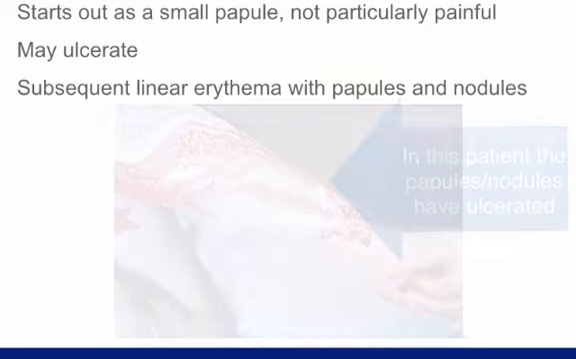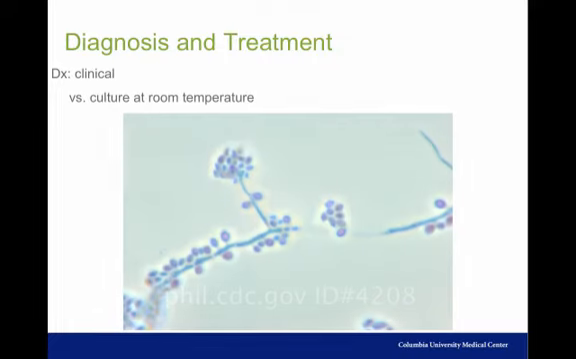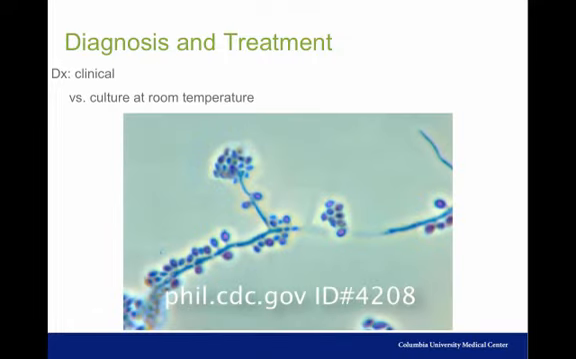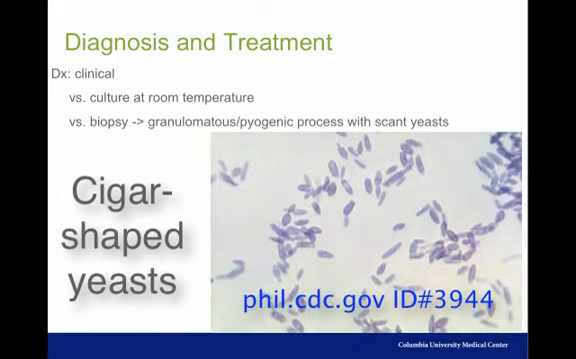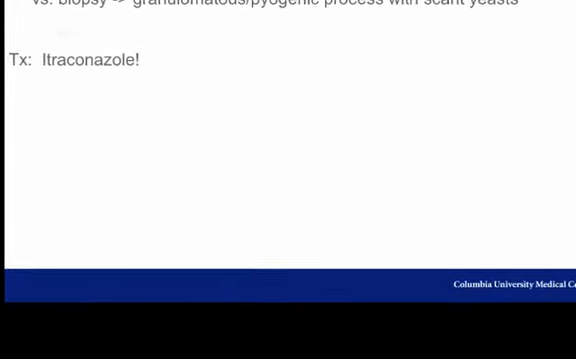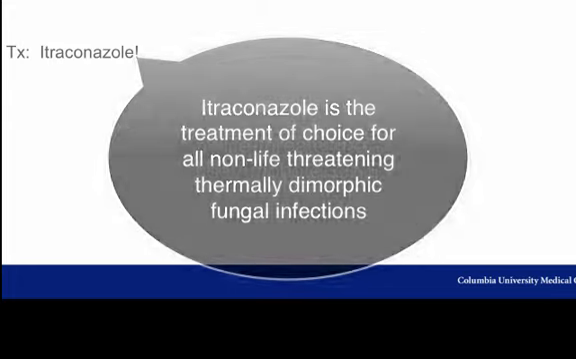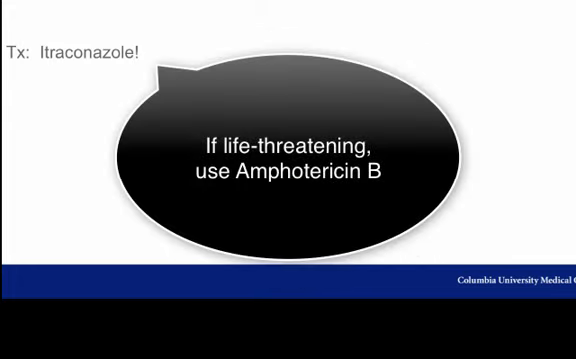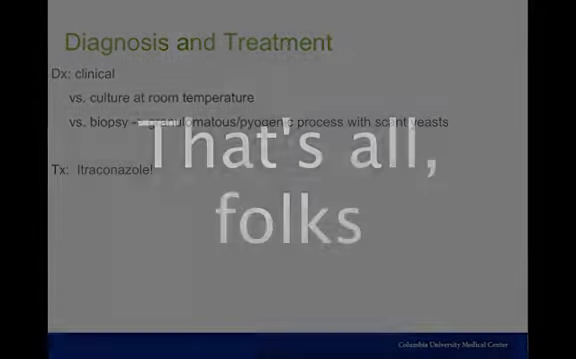These too may ulcerate. While the diagnosis is frequently made clinically, the mold form of Sporothrix readily grows when incubated at room temperature. A biopsy of an infected lesion would reveal a mixed granulomatous and pyogenic response with scant cigar-shaped yeasts. In terms of treatment, you will be happy to know that there is one drug for the first-line treatment of sporotrichosis, itraconazole, though life-threatening illnesses are sometimes initially treated with amphotericin B before switching to itraconazole.